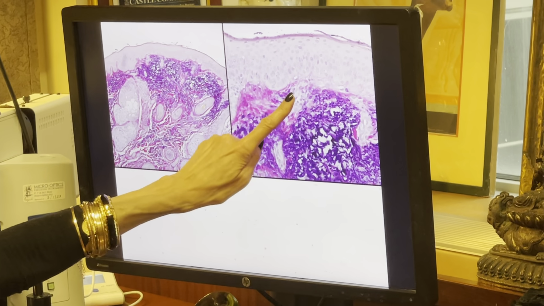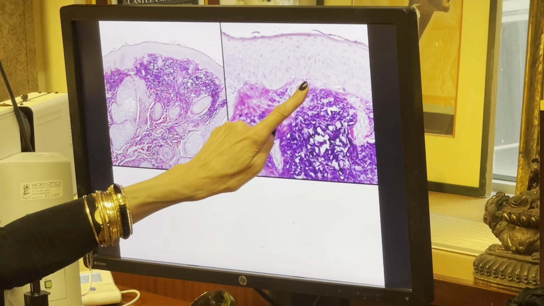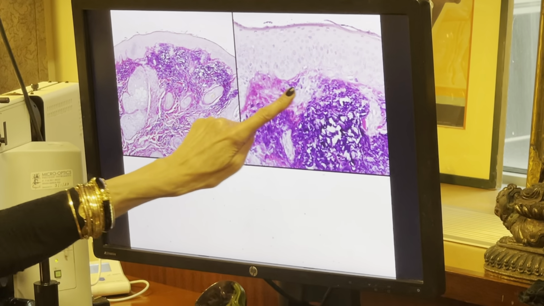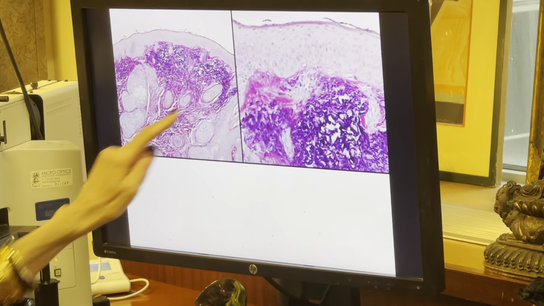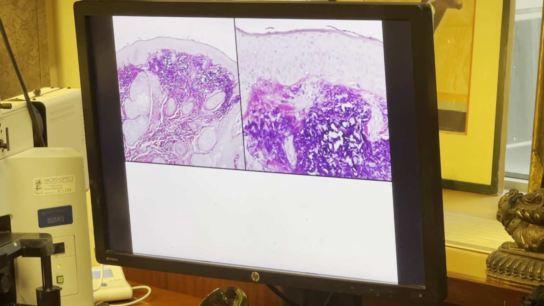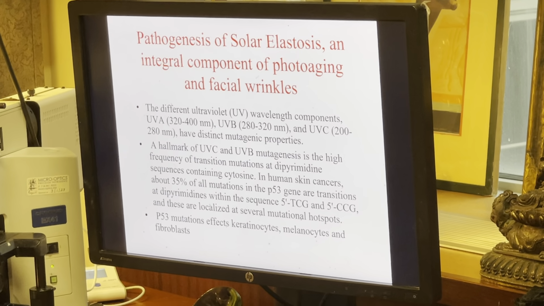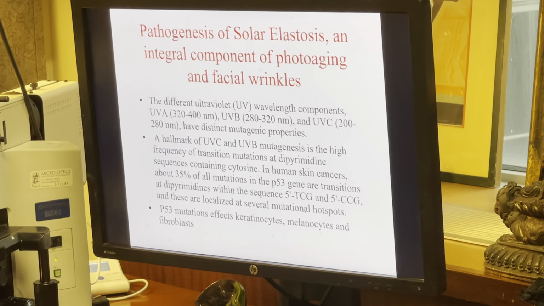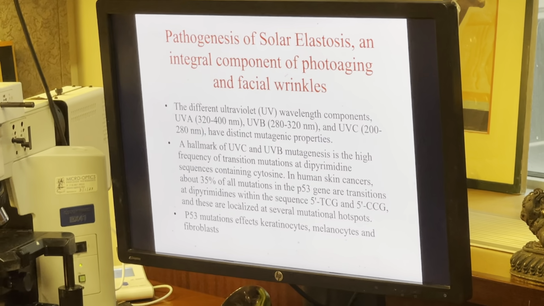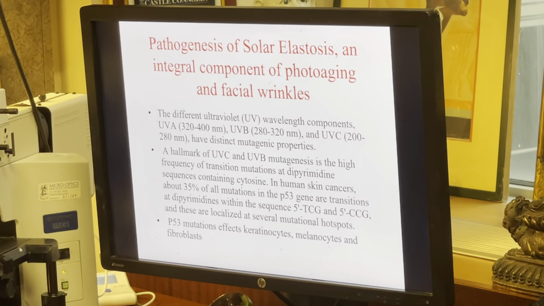Also note that you're not seeing that nice branching network of oxytalan and elaunin fibers that we know are very key for structural integrity of the skin. So again, we'll address the pathogenesis of solar elastosis, which is an integral component of photoaging and facial wrinkles.